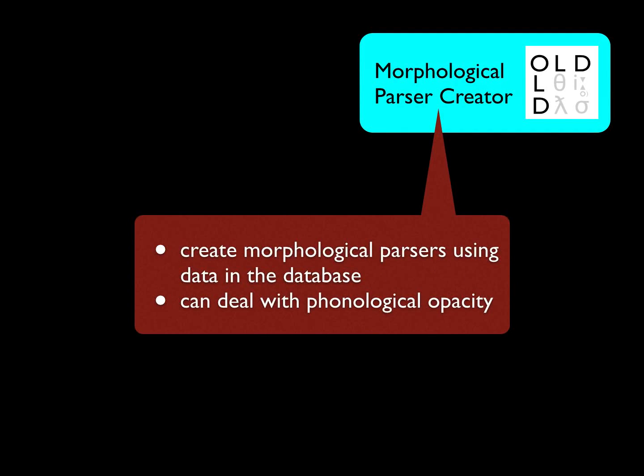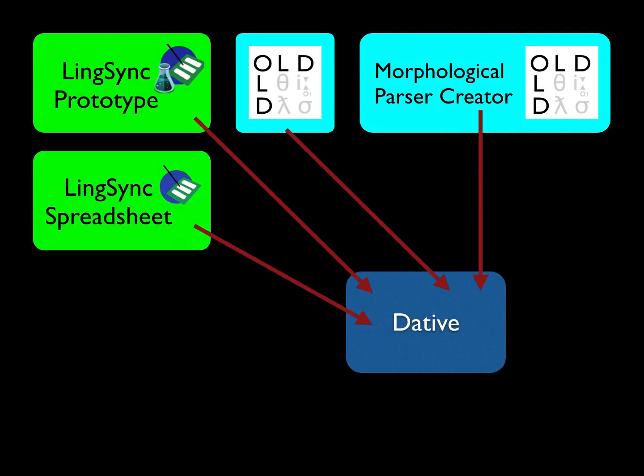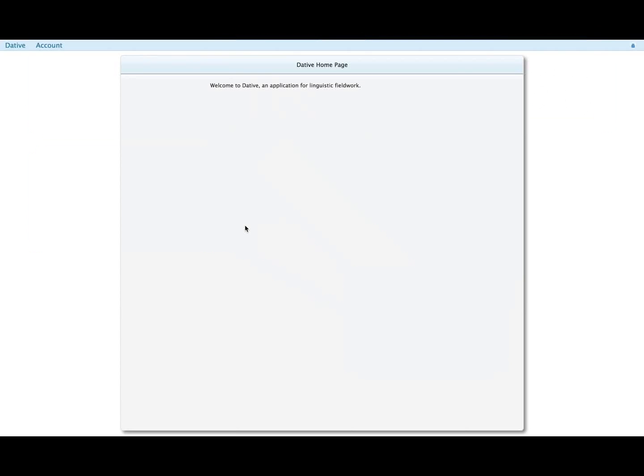The Morphological Parser Creator, or MPC, is a component of the OLD that allows users to create morphological parsers using data in a collaboratively created fieldwork database like the OLD or LingSync. Parsers created using the MPC can handle phonological opacity. Dative is a program that will incorporate the good parts of all of these other tools. At this point, Dative is not ready for production, but it will be soon, so I will present a brief demo of it.